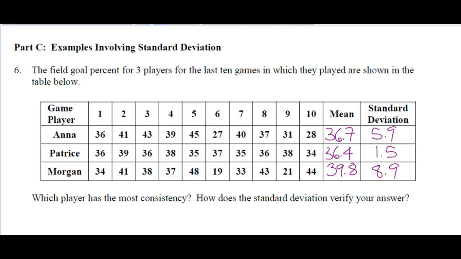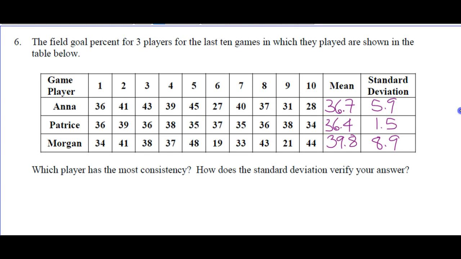So we've got Anna's mean. The means are, well, these two are relatively close. Morgan's a little bit higher, but her standard deviation is a lot higher, indicating that she has a higher mean, but she's less consistent. So which player has the most consistency? Patrice. How does the standard deviation verify your answer? Okay, so Patrice is the most consistent. She has the lowest standard deviation.